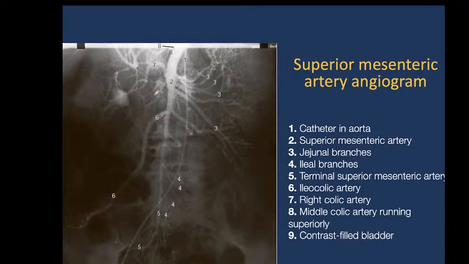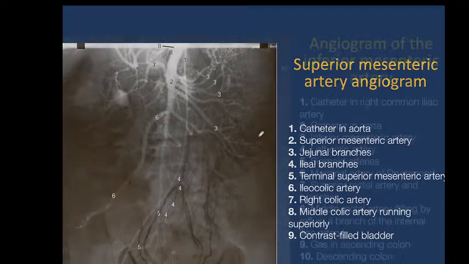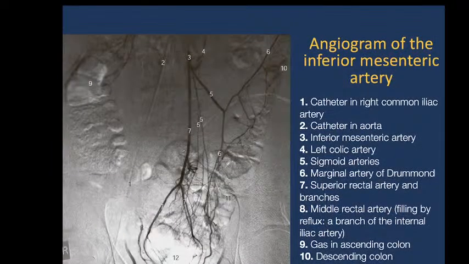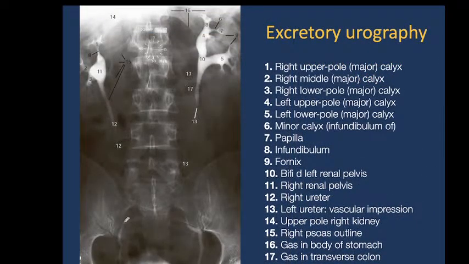Here is a contrasted mesenteric artery, another angiogram of the inferior mesenteric artery, which brings the blood to the descending colon, sigmoid colon as well, and the upper part of the rectum. Here is excretory urography.